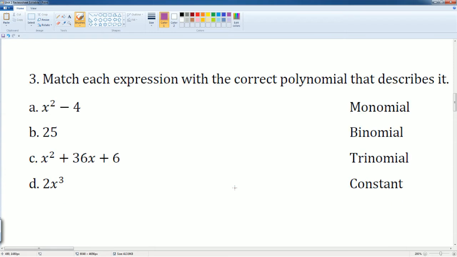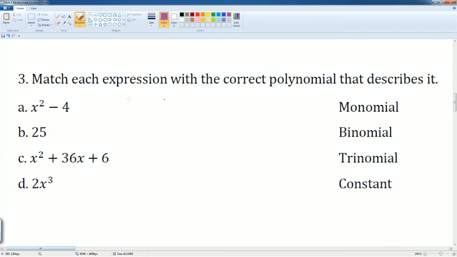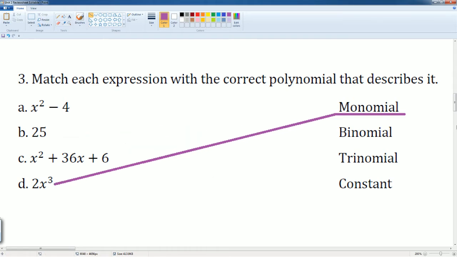Next, this asks us to match the expression with the correct polynomial that describes it. First of all, let's look at a monomial. A monomial, by definition, is one term, and it is going to be equal to, is it 25? No, it would be 2x cubed. Okay, that is one term. Now you're wondering, wait, Mr. S, what about 25? Well, 25 here is actually the constant. The reason why is because that is just a number.